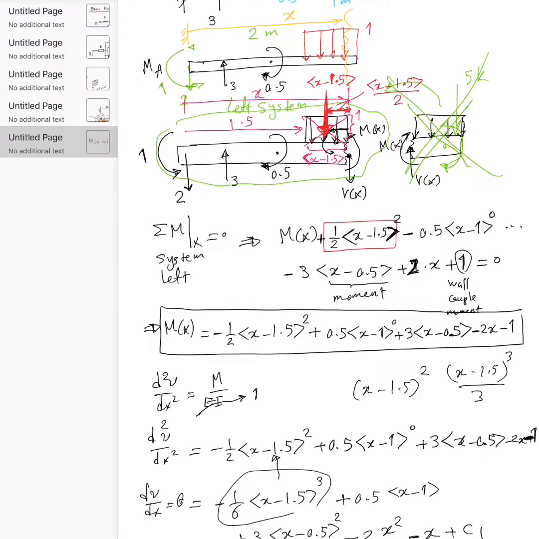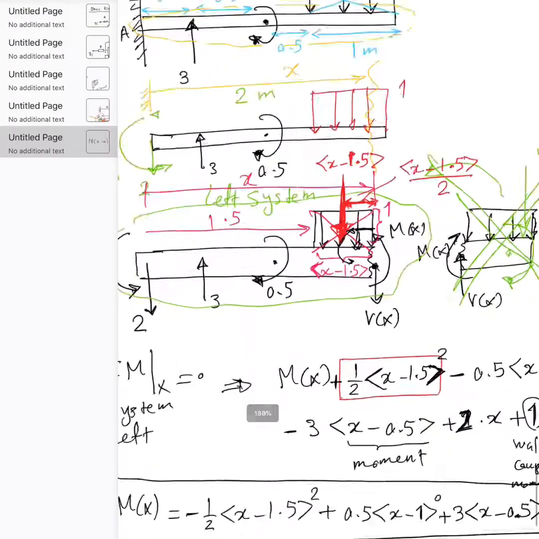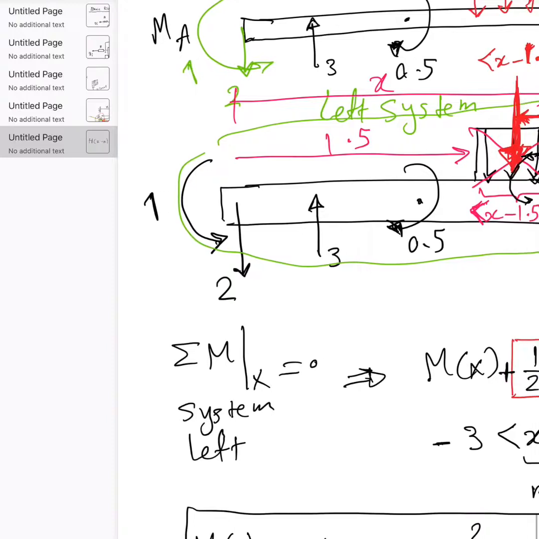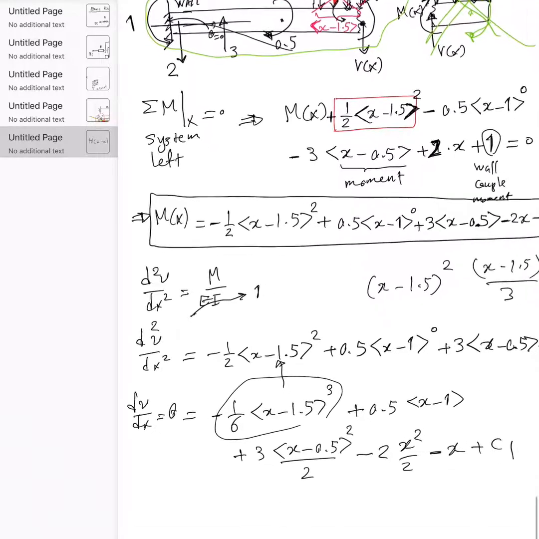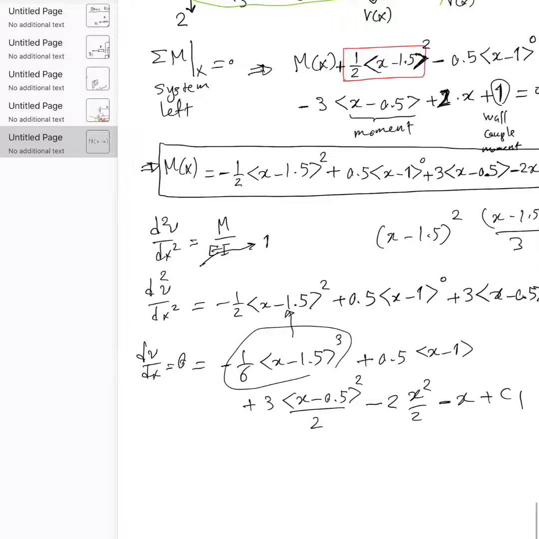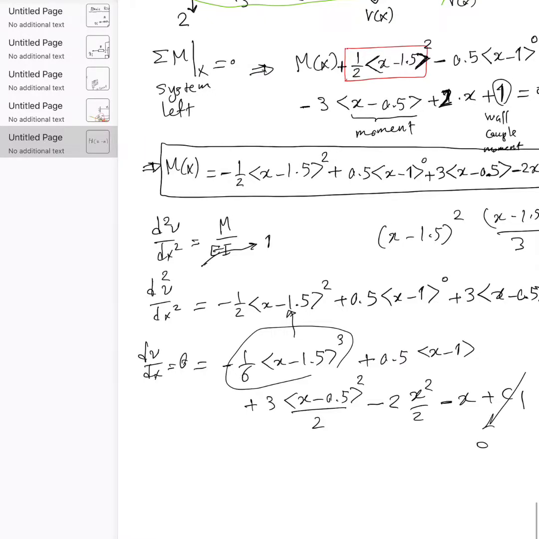What is the boundary condition? Here, let's zoom. The slope, you see this neutral axis goes like that. The slope, theta, is 0 exactly at the wall. That means dv/dx is 0. Now if you put x equals 0 there, you get c1 is equal to 0.